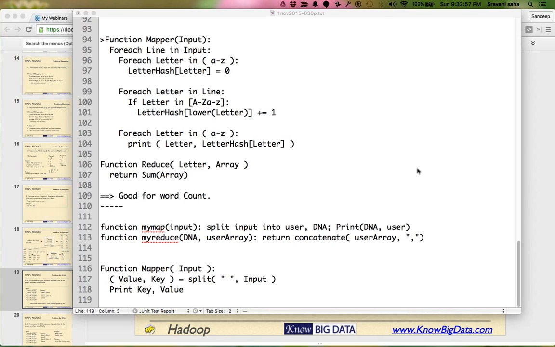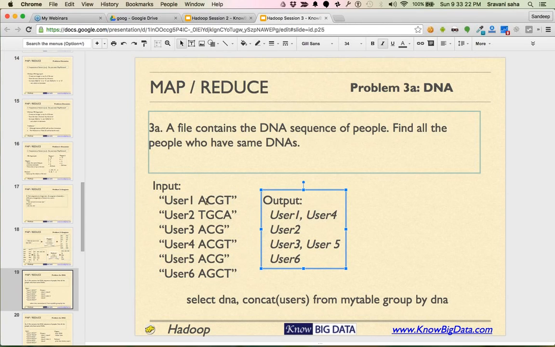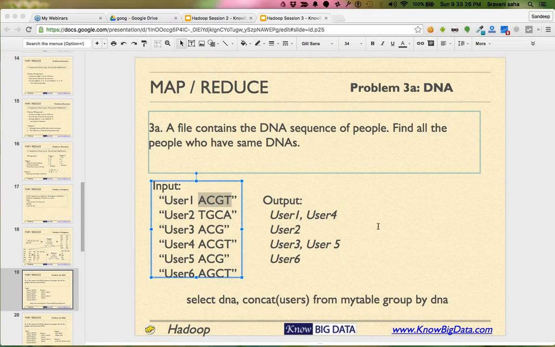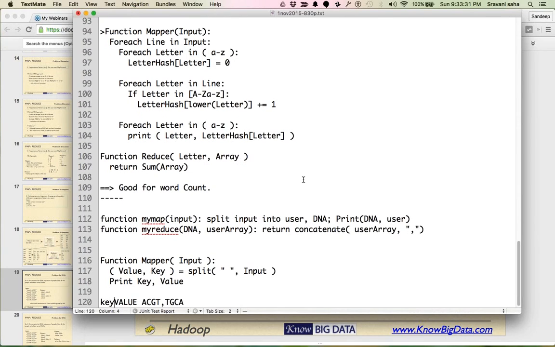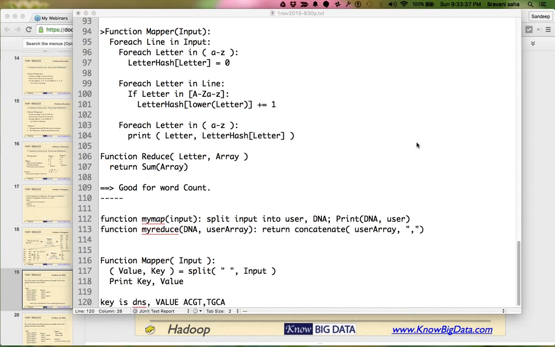So Arjang says key is the DNA, value is the user. Pavan says key is the DNA, value is the user. Sushant says key is the DNA and value is the user. Ganpati says key is DNA and value is the user. And Sridhar says value is this. Okay, and what was the key? Key is the DNA and value is this list. No. So here key is the DNA and why is value this? Oh, he says key is DNA and value is this key.